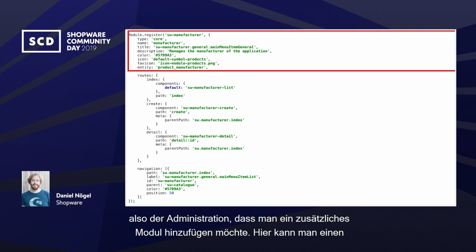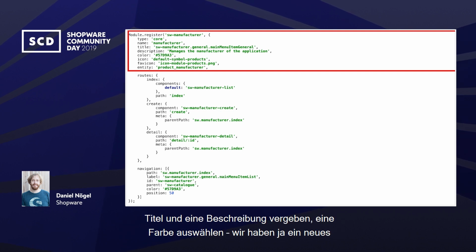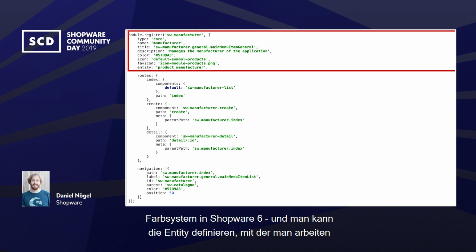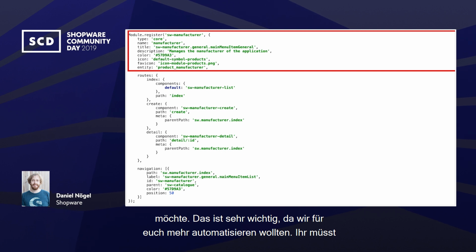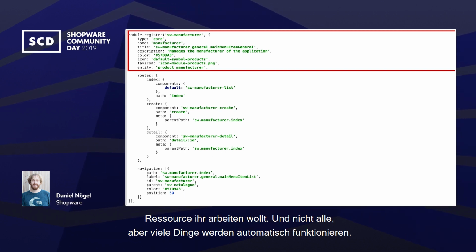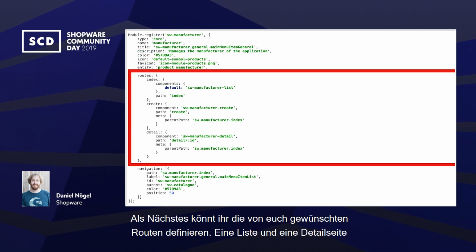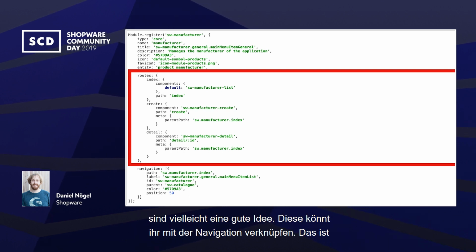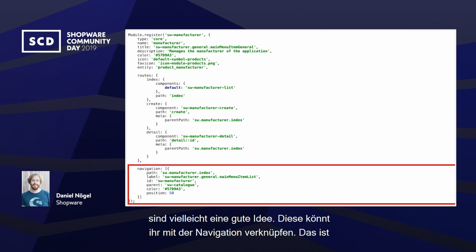And there you can give a title, a description. You can select a color because we have this new color scheme in Shopware 6. And you can also define the entity you want to work with. And this is very important because we try to do more things automated for you. So you don't have to take care about all the details. So you can just tell the module what resource you want to work with, and many things, not all, but many things will work automatically. So next up, you can define the routes you want to use. So it might be a good idea to have a listing and a detail page, and you can link it to the navigation. So I think it's not rocket science.